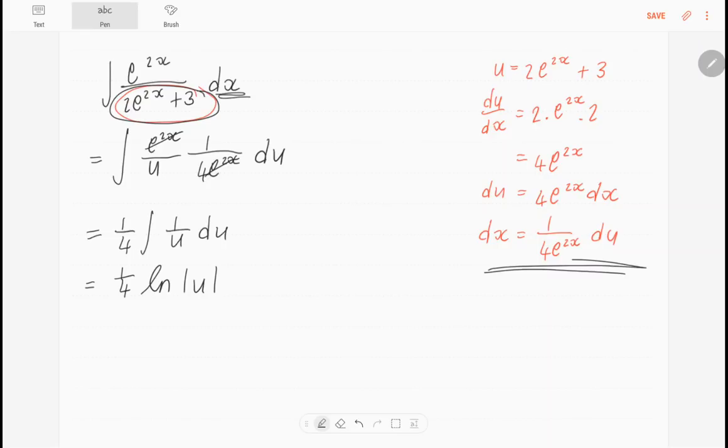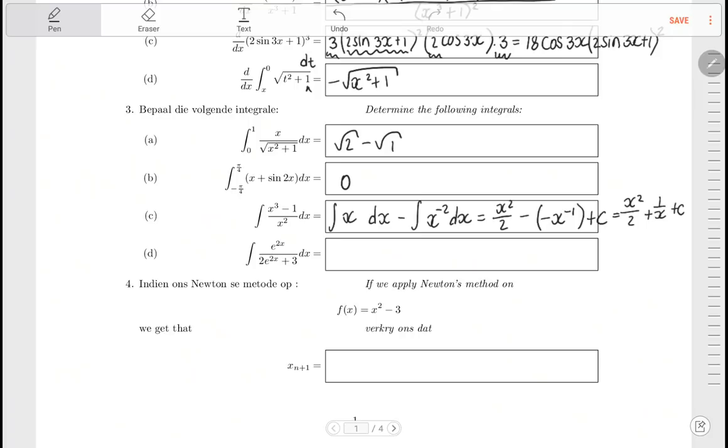But we are not done because our original integral was in terms of x, so we have to make it in terms of x again. So we have ln of u, and u is 2e to the 2x plus 3. And then what should we not forget? Our plus c, because it's an indefinite integral. So our answer here is 1 over 4 ln absolute value 2e to the 2x plus 3 plus c.